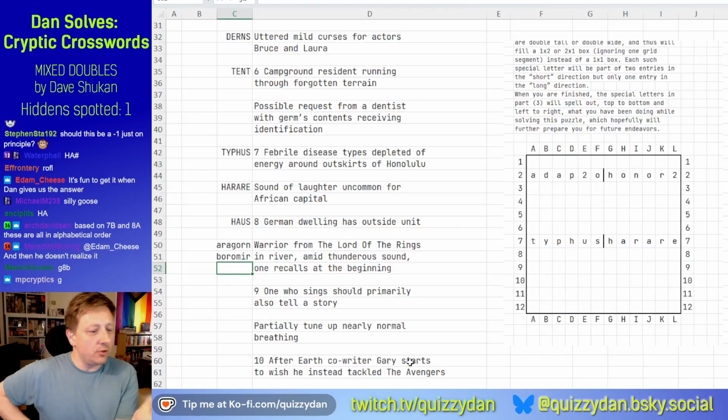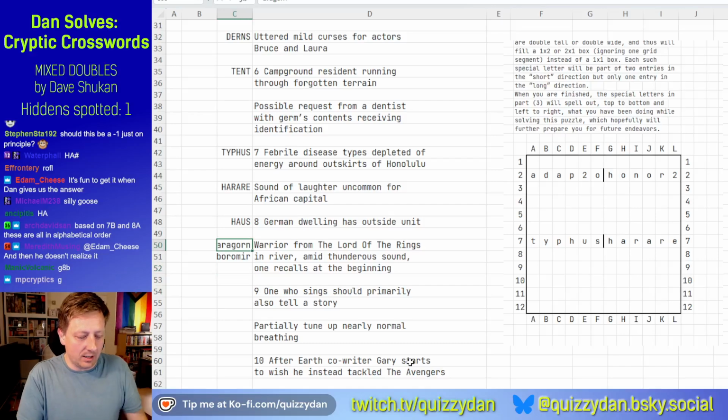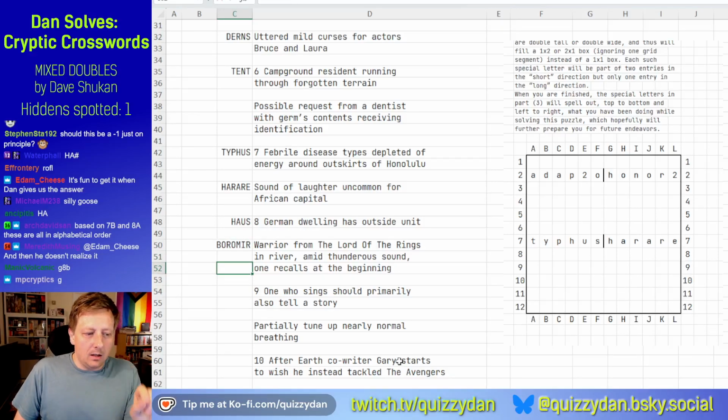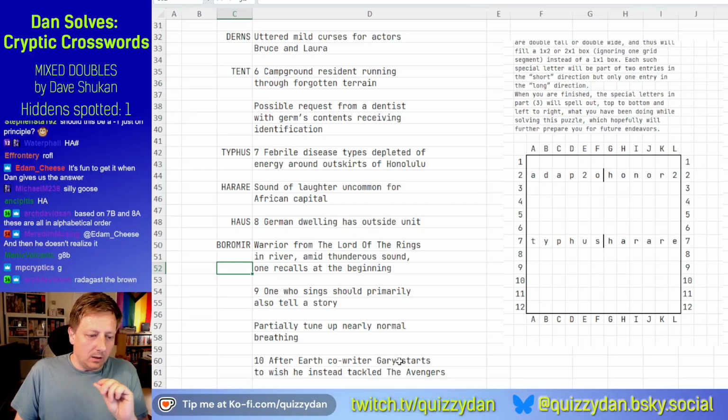River amid thunderous... There we go. The river is R. Amid the thunderous sound, boom. One is I, and recalls at the beginning is R. That goes to Boromir. R in boom, one for I and R for recalls. It's no Tom Bombadil, is it?